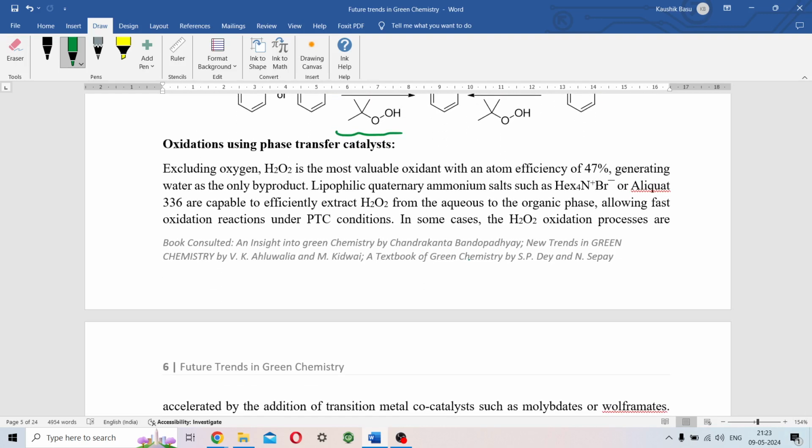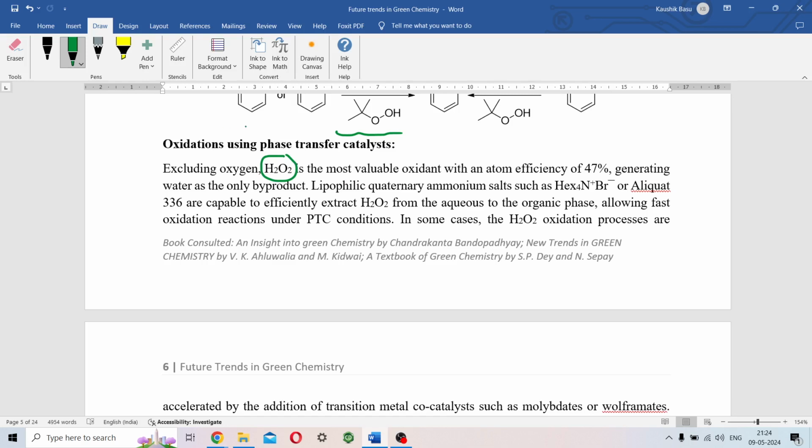Phase transfer catalysts, you are familiar with the concept of phase transfer catalyst. They shuttle between two different immiscible phases, typically an aqueous phase and an organic phase which is not soluble in water. And this time you are using this PTC to deliver your oxidizing agent, which is H2O2, from the aqueous medium to the organic medium.